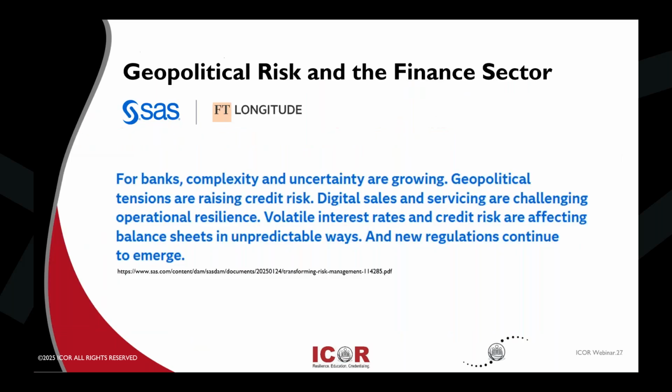Looking specifically at the financial sector, they're also seeing in banks the complexity and uncertainties growing. There's a lot of tension around rising credit risk, and digital sales and servicing are also challenging operational resilience. So again, this is starting to drive down into operations now. And so volatile interest rates and credit risk are affecting the balance sheets for everyone in really unpredictable ways. And new regulations are continuing to emerge that make that even more complex.